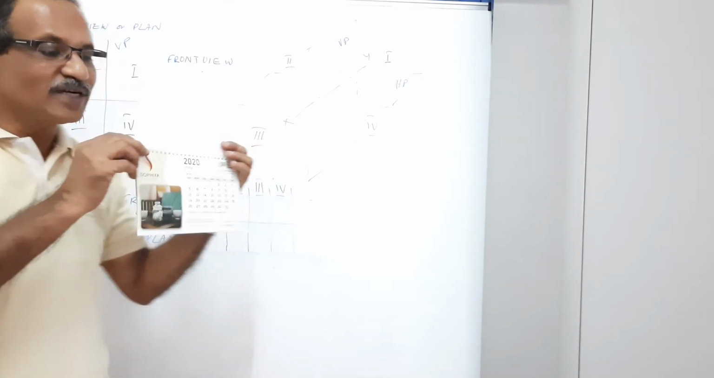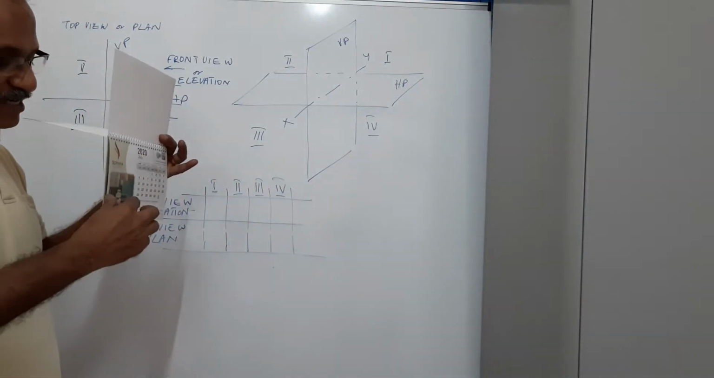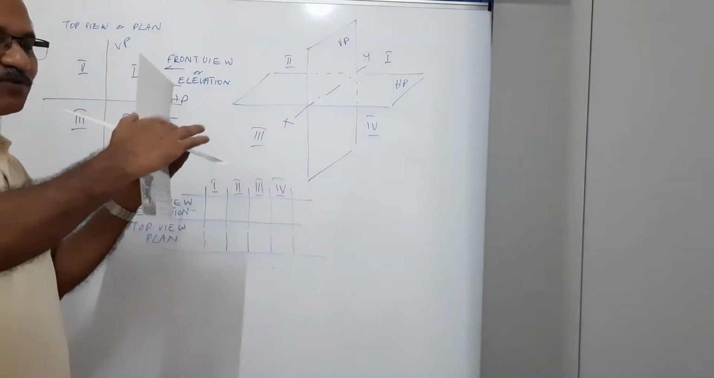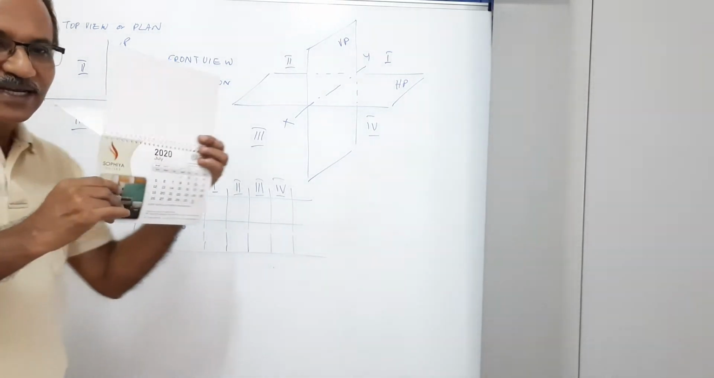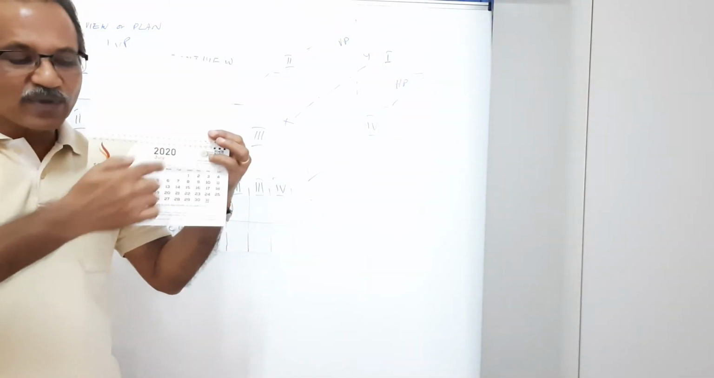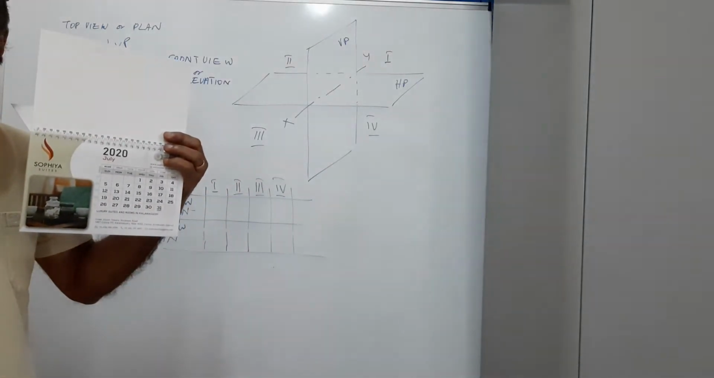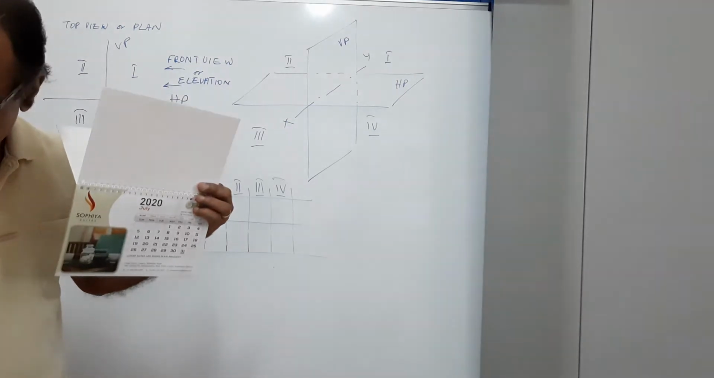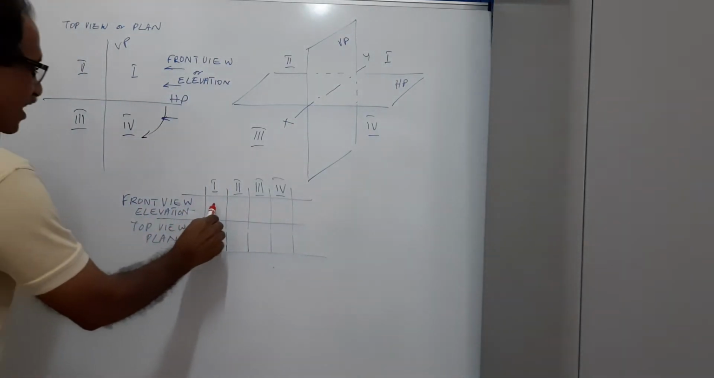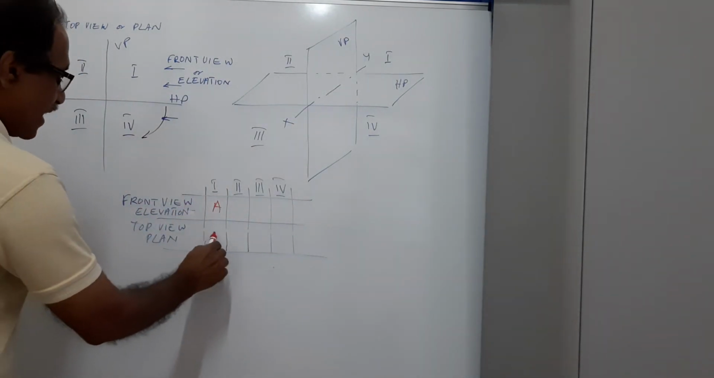Where is the elevation drawn? Elevation was drawn here. Plan was drawn here. You have rotated it. Now you look at it. This is XY. Plan is below XY. Elevation is above XY. Agreed? Okay. I will mark: elevation above XY, A for above. Plan below XY.